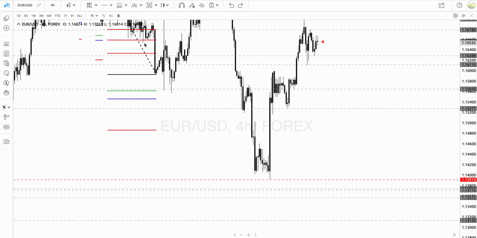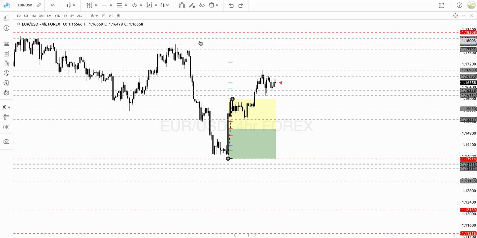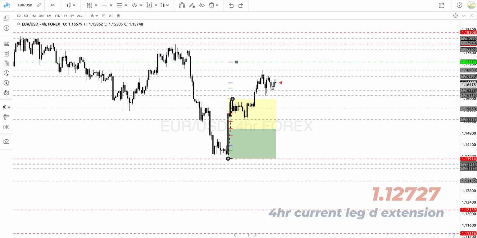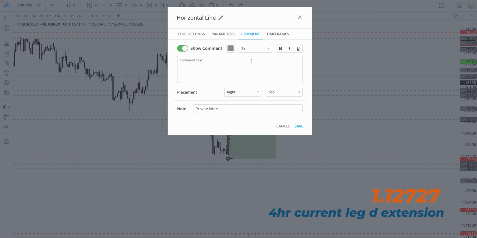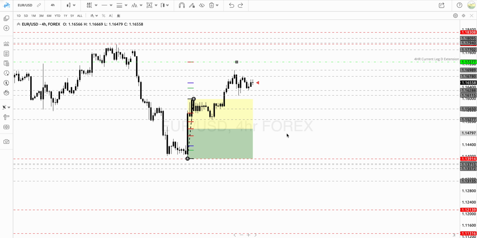So I'm going to get rid of this fib, and then I'm going to deploy to the upside, right? So on this setup, our D extension sits at 117277, I believe. So we're going to call this 4-hour current leg D extension. So we'll save. Now it's like, all right, how do I get into what's going on? Let me see how many pips this is from where price currently is. It's not a whole lot, right? It's about 70 pips.